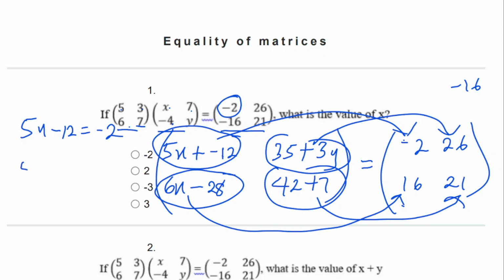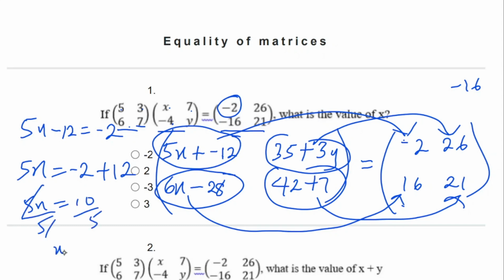So that means we have 5x equals to minus 2 plus 12. That is 5x equals to 10. Divide both sides by 5. Then x is equal to 2. If you pick the second one, which is 6x minus 28, is equal to 16, so that will be 6x equal to 16 plus 28.